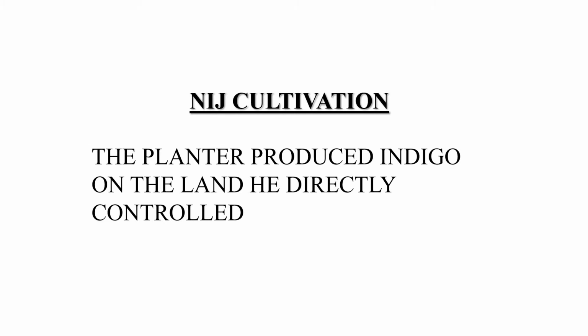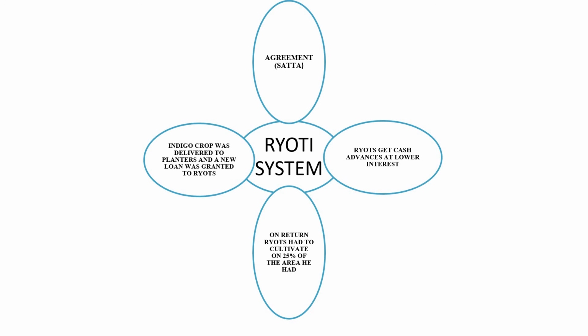Now let us see about the ryoti system. Under the ryoti system, the planters held the rights to sign a contract, an agreement that is called satta. At times, they pressurized the village headmen to sign the contract on behalf of the ryots. Those who signed the contract got cash advances from the planters at low rates of interest to produce indigo, but the loan committed the ryot to cultivating indigo on at least 25% of the area under his holding.